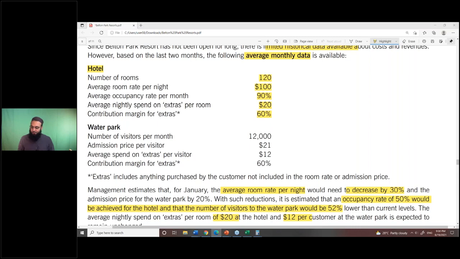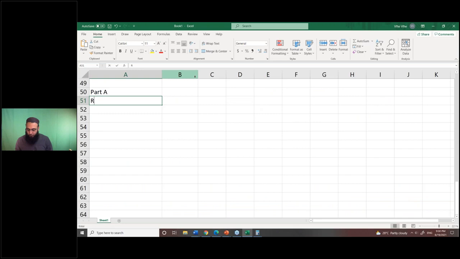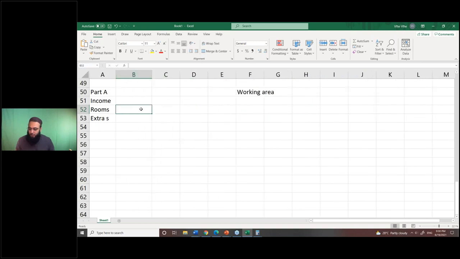Now, let's begin with the revenue first of all. Revenue is what I'm going to work out first. My revenue is divided into two things. One is the revenue from the rooms, and then I have the extras as well. I'm talking about the income here. If I want, I can do my calculations in a working area as well. So I can open a working area and give the references of the working area. It's up to you how you present the information.